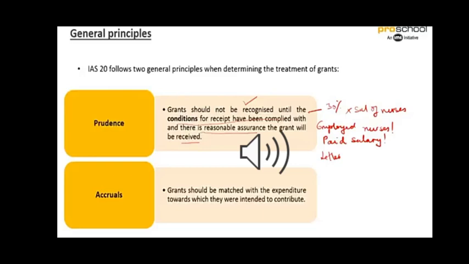So let us say payment of salary of doctors, that we cannot claim because the government grant is only for the salary of the nurses. So we have to claim only for the same head. We have to match the expenditure with the grant. That is the principle of accrual.